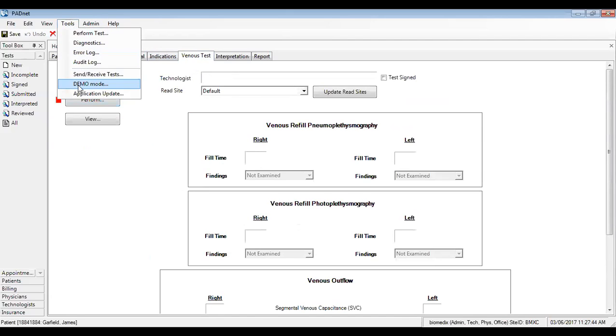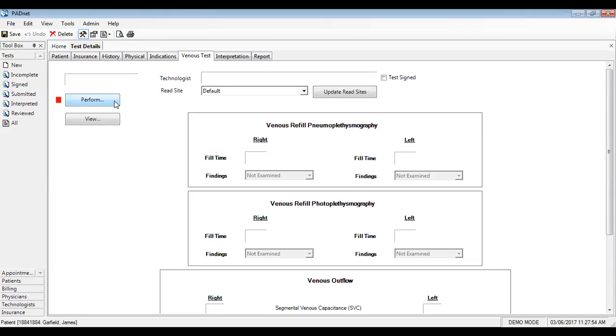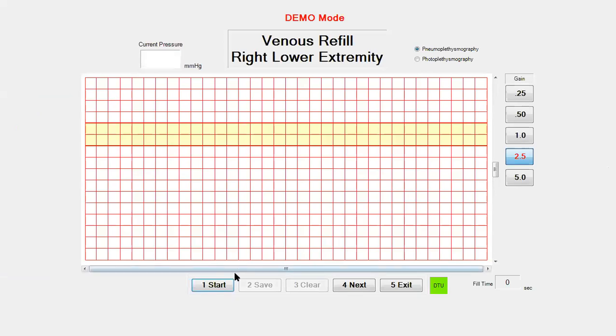Just a second while I put us here in demo mode. Of course, I don't have an actual patient here, so we're going to have to do the demo study today. We're going to click Perform. We're going to click Start. We're going to wait for the test. It takes 40 seconds or so, probably, for each leg.